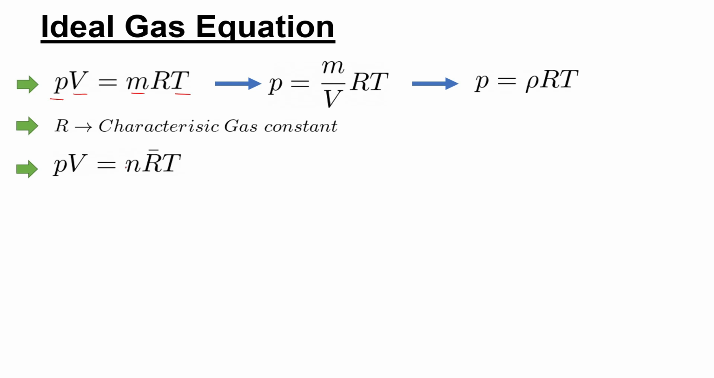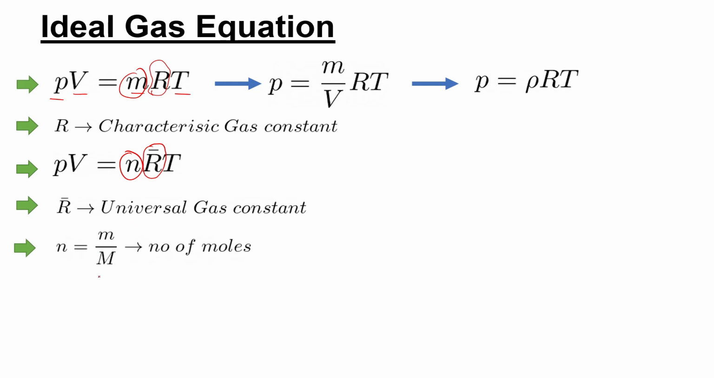This is another way of writing the ideal gas equation. Note that PV is equal to N R bar T. Here N is the number of moles; in the previous form it was mass, here it is the number of moles. R bar is the universal gas constant, whereas before it was called the characteristic gas constant. Then you have the temperature. We will see the relationship between these two.